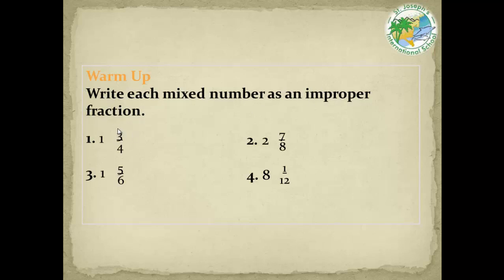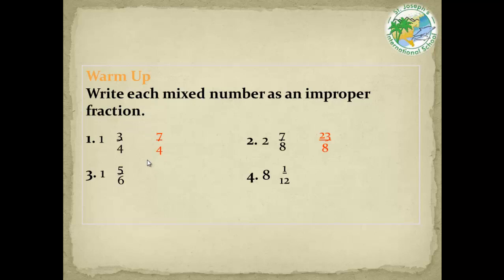1 with 3 over 4, we change into an improper fraction. Remember with me: denominator times whole number plus numerator. 4 times 1 plus 3 equals 7 over 4. We write the same denominator. Okay? 4 times 1 plus 3, 7 over 4.